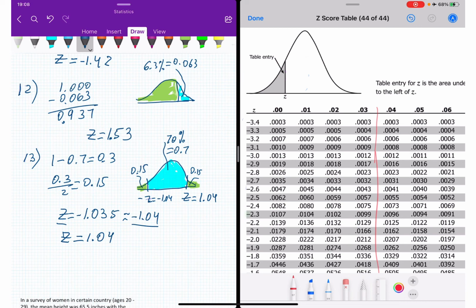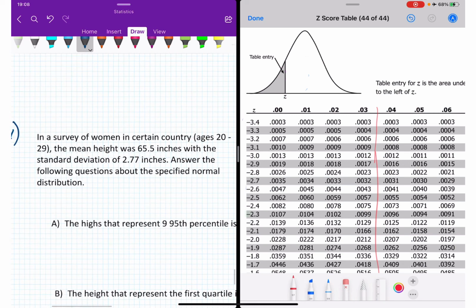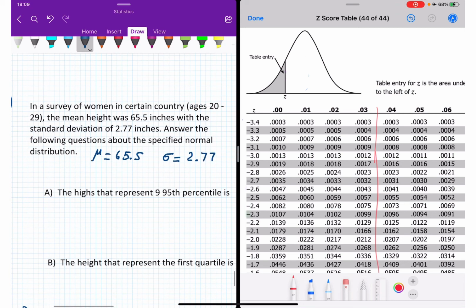Question number 14. In a survey of women in a certain country, age 20 to 29, the mean height was 65.5. So that is mu. With the standard deviation 2.77. Answer the following questions, okay?